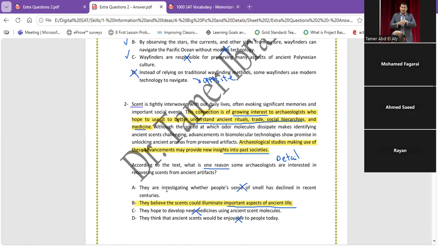medicine. So they are investigating whether people's sense of smell has declined in recent centuries. It doesn't talk about that. They believe the sense could illuminate important aspects of ancient life. Yes. They need to know ancient ritual, trade, social hierarchies, and medicine. So it can be that. They hope to develop new medicines using ancient scent molecules. They didn't talk about that. They think that ancient scents would be enjoyable to people today. He didn't talk about that either. So the answer is B.